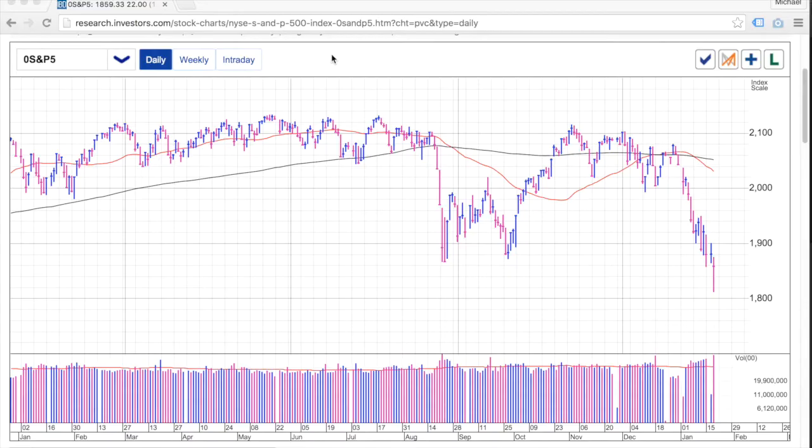So let's get started with how to read a stock chart, where to find the stock market indexes, and so this is what a stock chart looks like. And so I'm just going to go over the basics of how to read a stock chart and kind of what we're looking for here in terms of market direction.